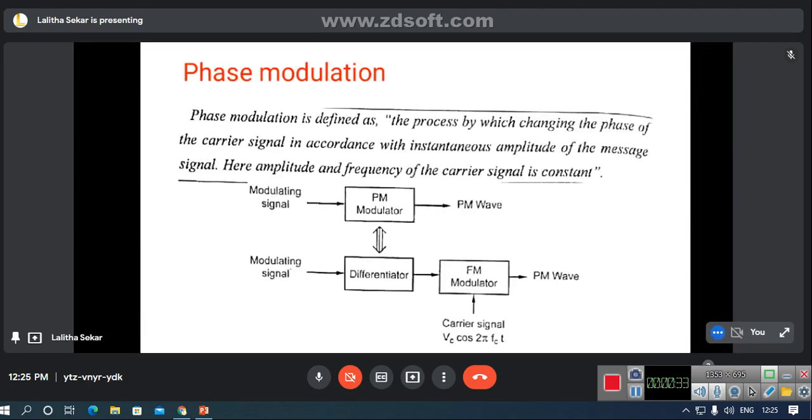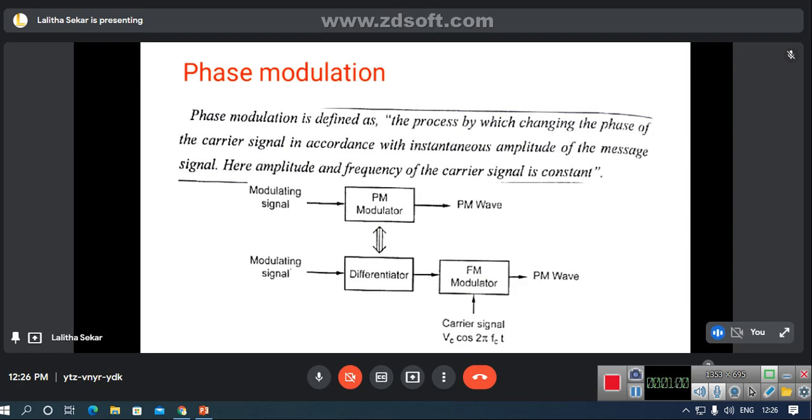Phase modulation is the process by which the phase of the carrier signal changes in accordance with the instantaneous amplitude of the message signal. Here the amplitude and frequency of the carrier signal are constant. Generation of a PM wave using FM means we can use the differentiator. This is the block diagram of generation of phase modulation.